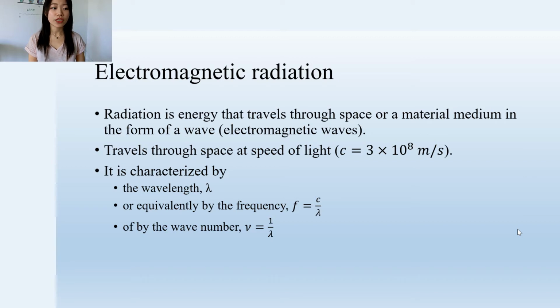Radiation is energy that travels through space or a material medium in the form of a wave, the electromagnetic waves. And they travel through space at the speed of light, which is around 3 times 10 to the power of 8 meters per second.